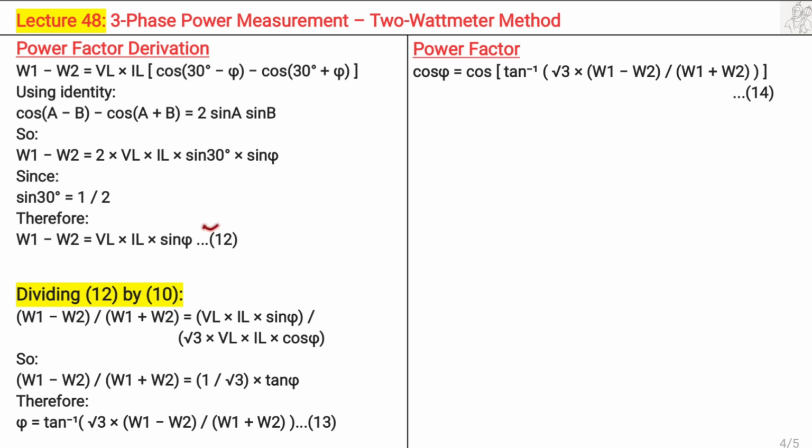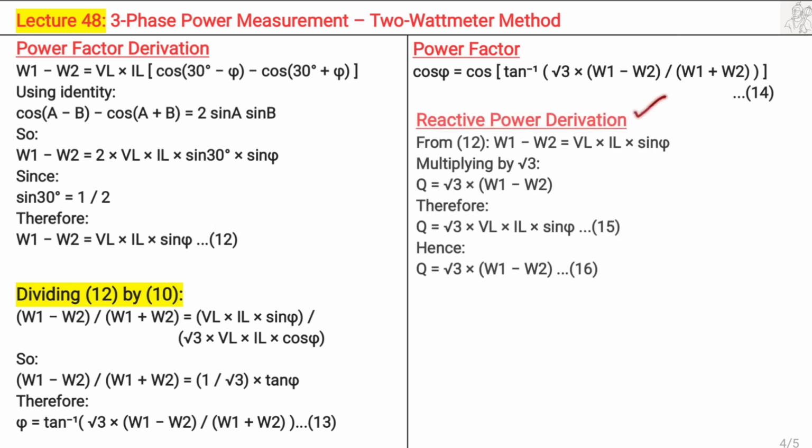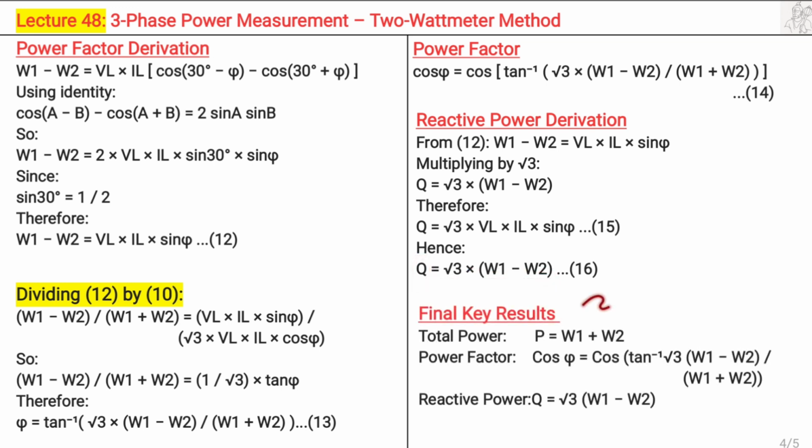Using this expression, we can also find the reactive power. We know that for a three-phase system, reactive power is root 3 VLIL sin phi, and VLIL sin phi is simply the two readings subtracted from each other. Therefore, reactive power becomes equal to root 3 into reading of W1 minus reading of W2. So these are the final key results. W1 and W2 are the readings of the two wattmeters. Total power is simply the addition of the two readings. Power factor will be cos of phi, that is cos of tangent inverse of root 3 W1 minus W2 divided by W1 plus W2, and reactive power will be simply root 3 into reading of W1 minus reading of W2.